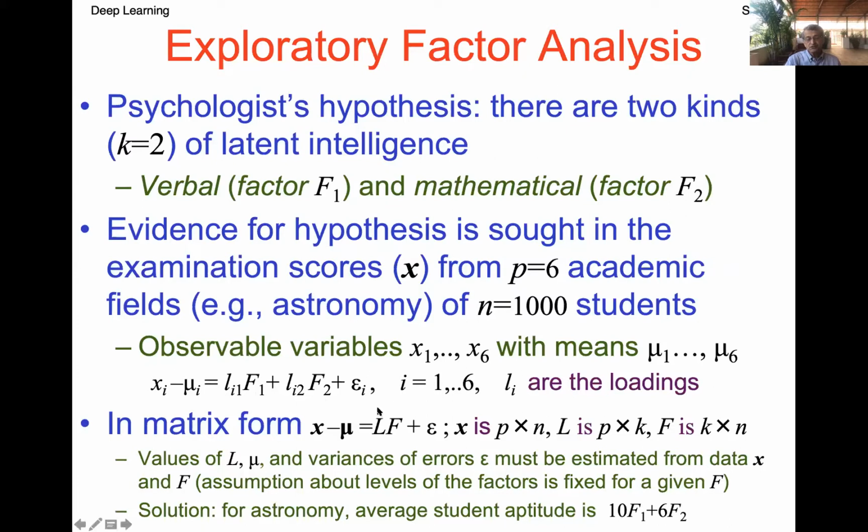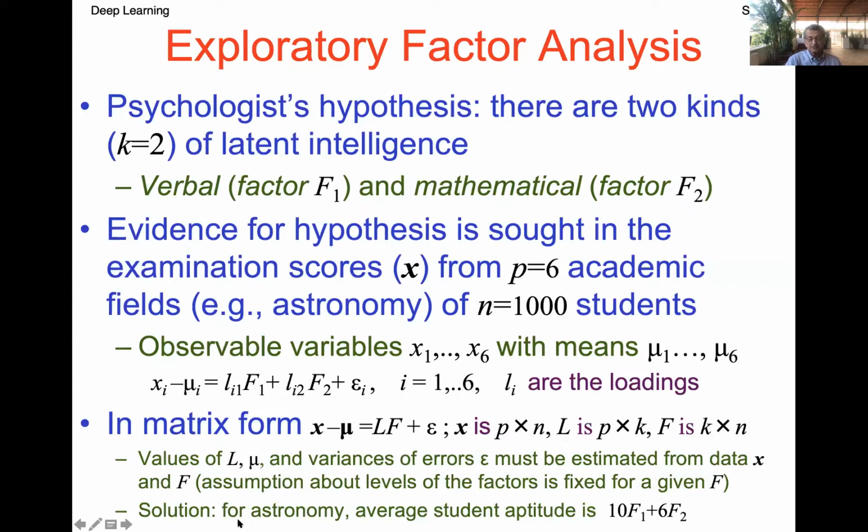And in matrix form, x minus mu in all the courses together is L times F plus epsilon. These are matrices. So x is p by n, corresponding to 6 subjects and n students. And L is p by k and F is k by n. So values of L, mu, and variances of errors must be estimated from the data. So again, we have to do some optimization of the kind we just talked about.